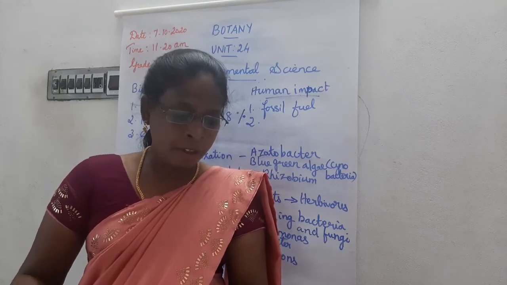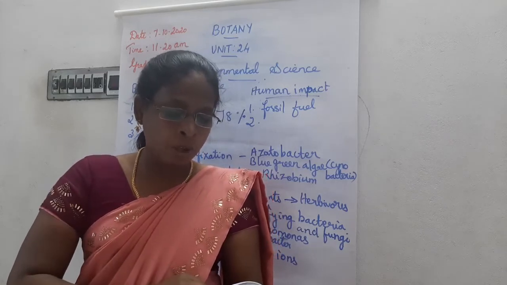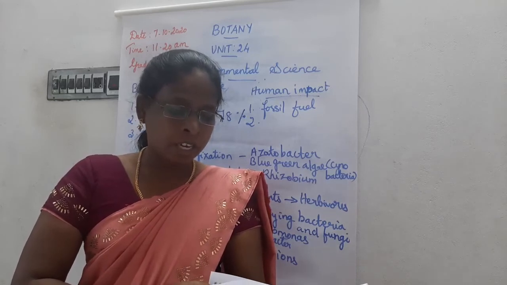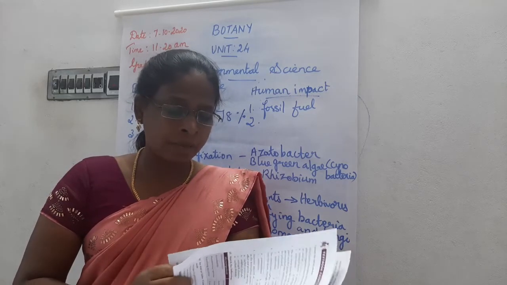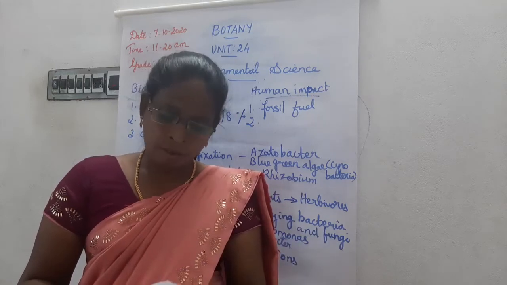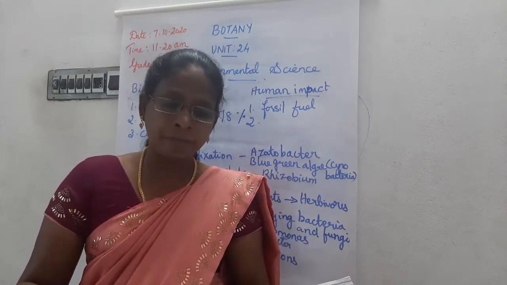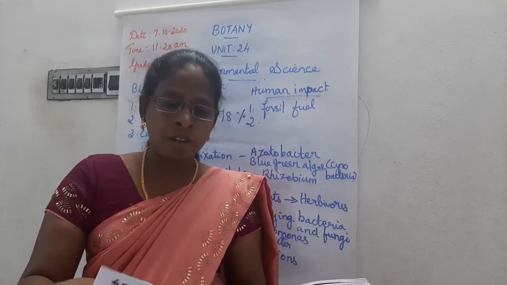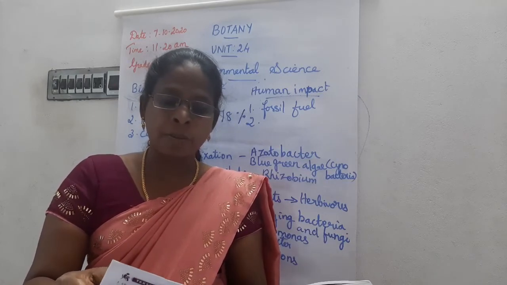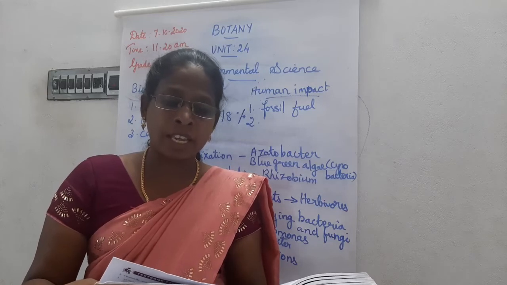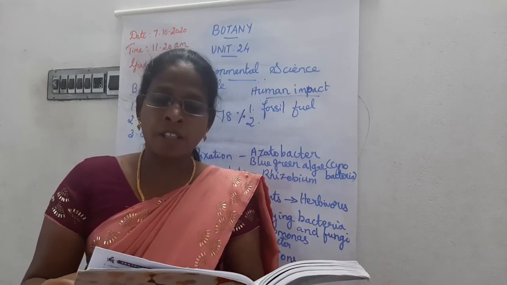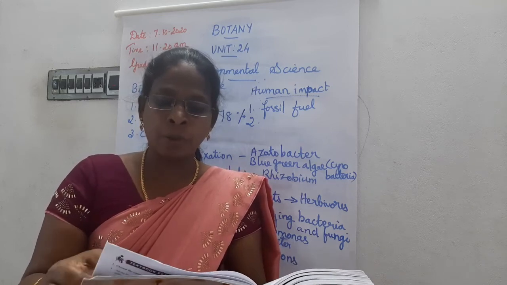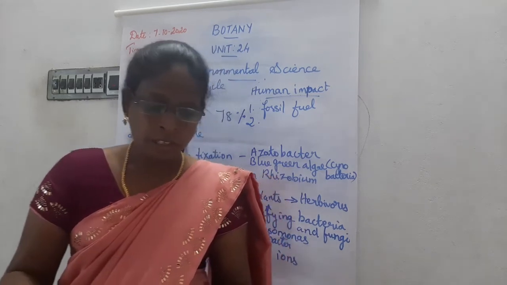Then Roman letter 5, answer briefly. How do human activities affect the nitrogen cycle? Page number 293, second part, first para: human impacts on the nitrogen cycle. Burning fossil fuels, application of nitrogen based fertilizer. That para fully, up to general habitat.